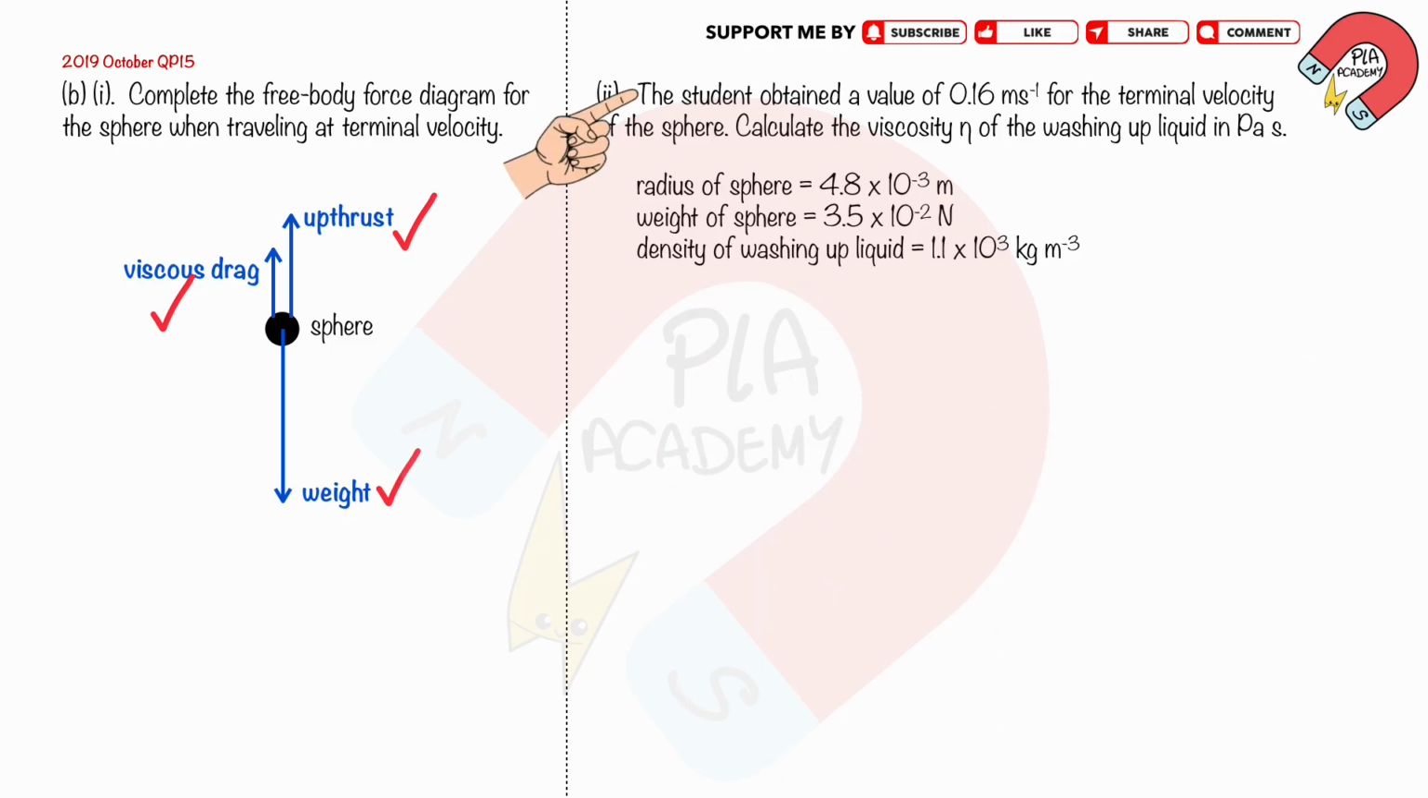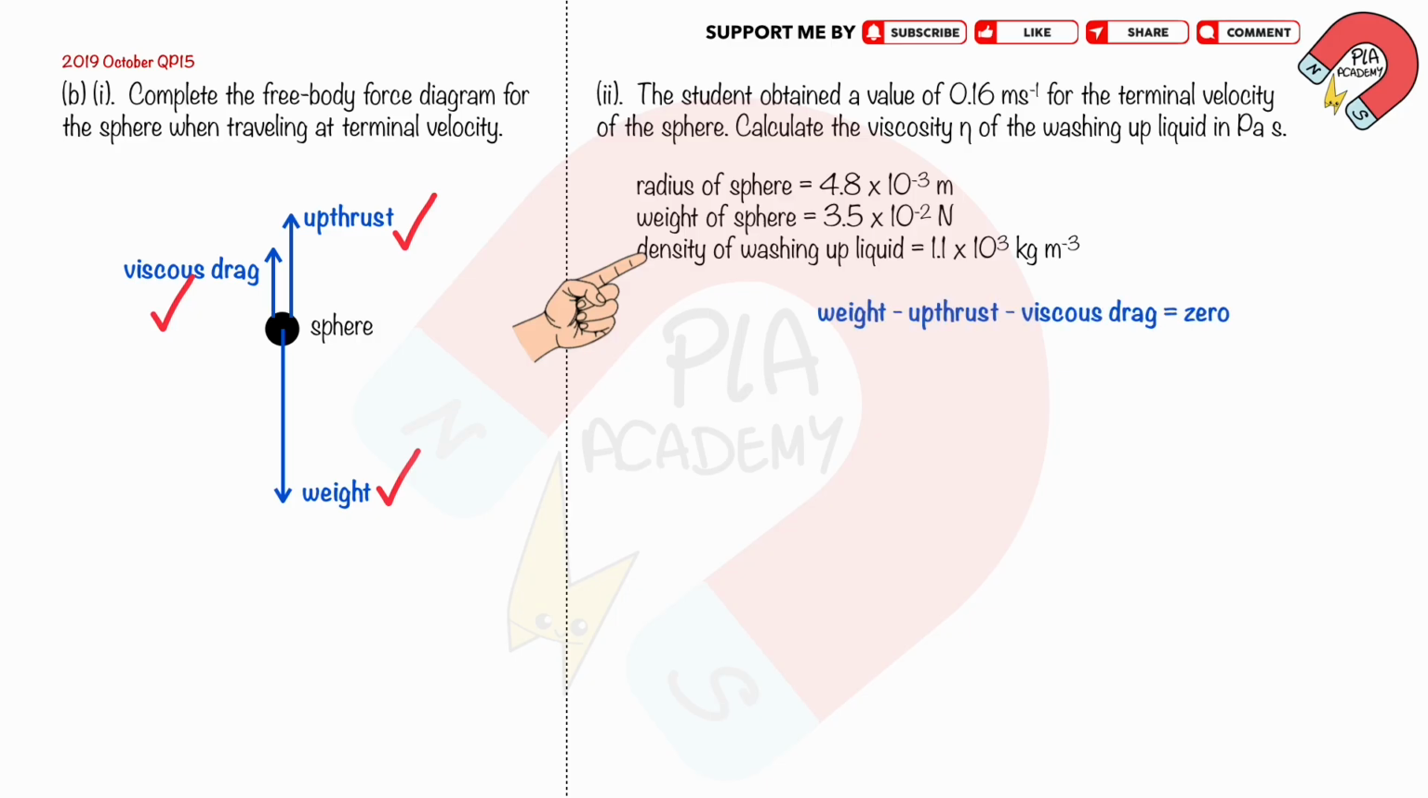2. The student obtained a value of 0.16 meters per second for the terminal velocity of the sphere. Calculate the viscosity η of the washing up liquid in pascal seconds. Radius of sphere equals 4.8 times 10 to the power negative 3 meters. Weight of sphere equals 3.5 times 10 to the power negative 2 newtons. Density of washing up liquid equals 1.1 times 10 to the power 3 kilograms per cubic meter. The resultant force acting on the sphere is 0 when the sphere reaches terminal velocity.